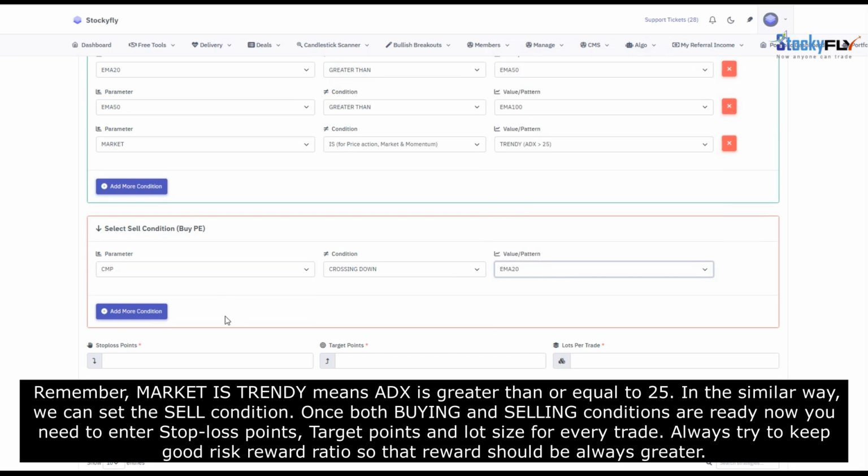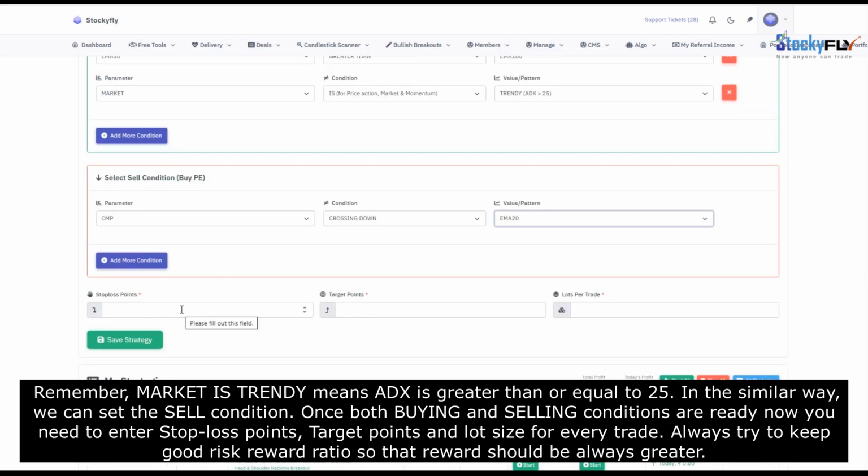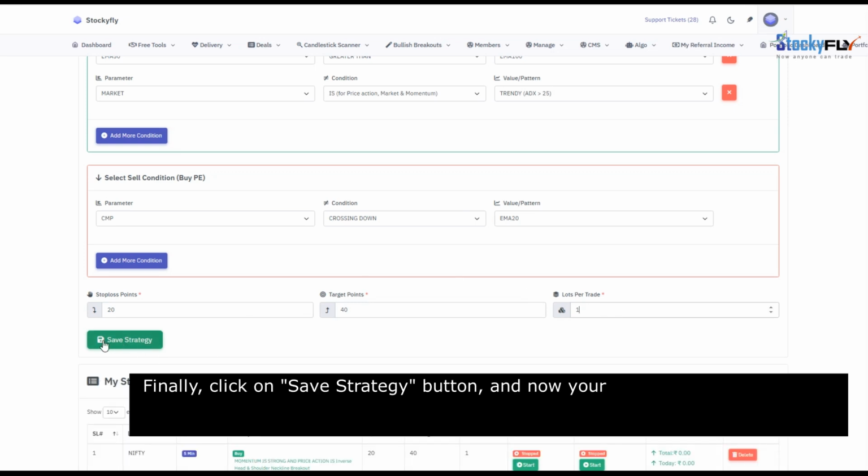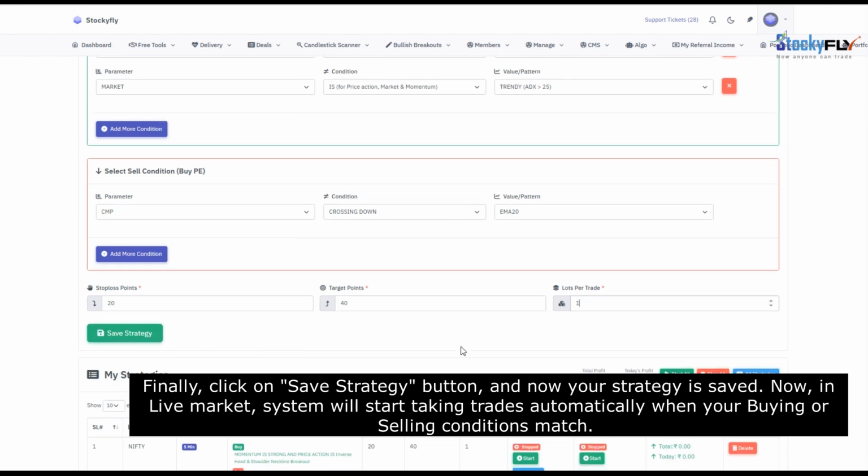Once both buying and selling conditions are ready, now you need to enter stop loss points, target points and lot size for every trade. Always try to keep a good risk-reward ratio so that reward should always be greater. Finally, click on Save Strategy button and now your strategy is saved.